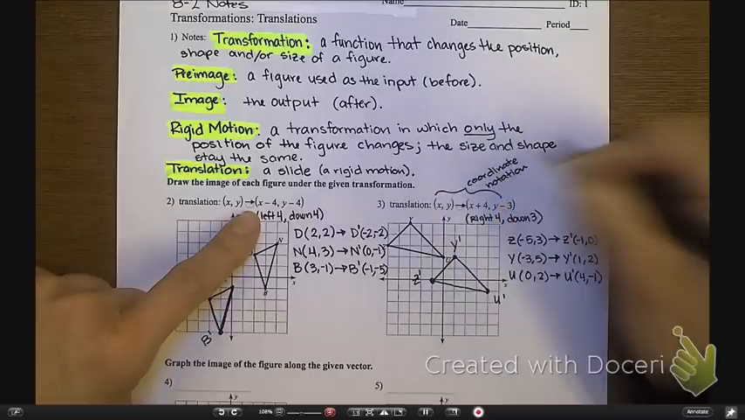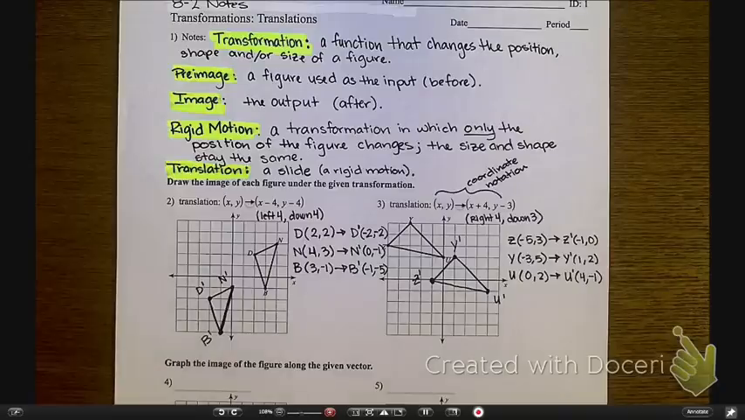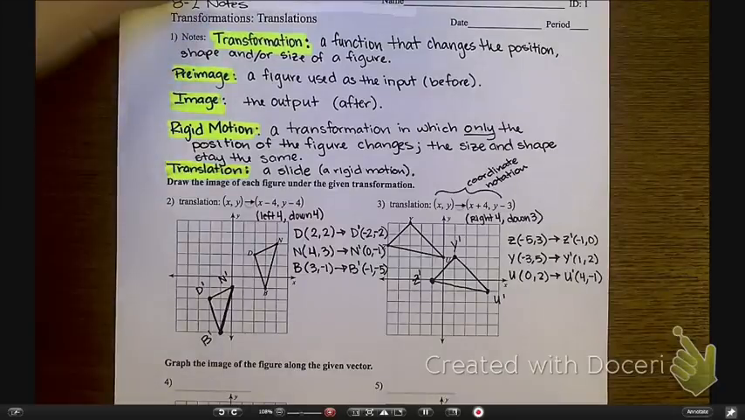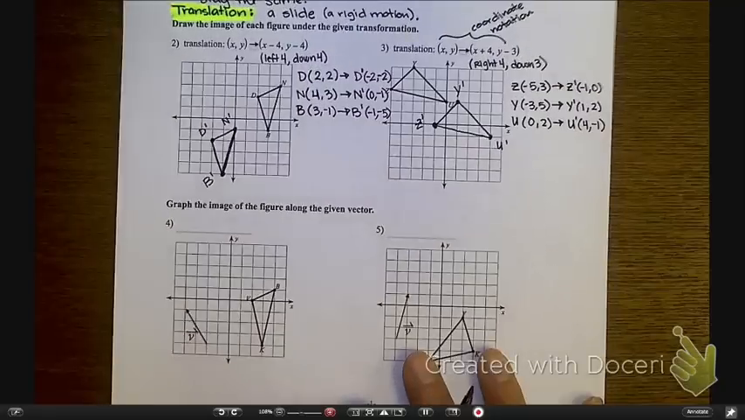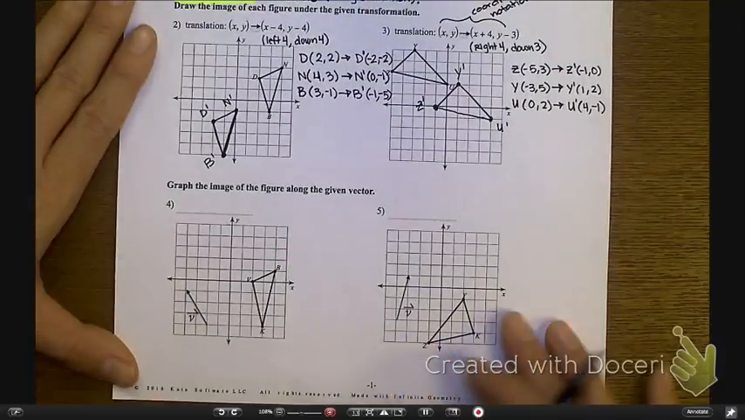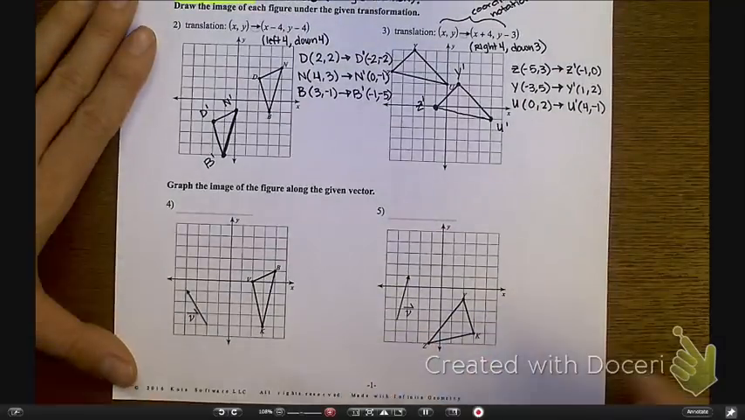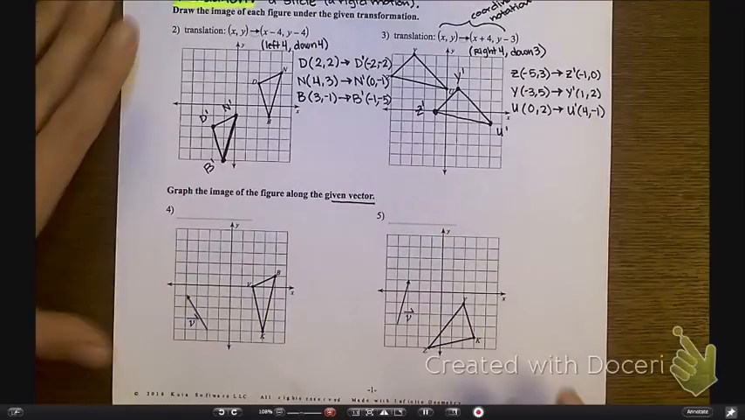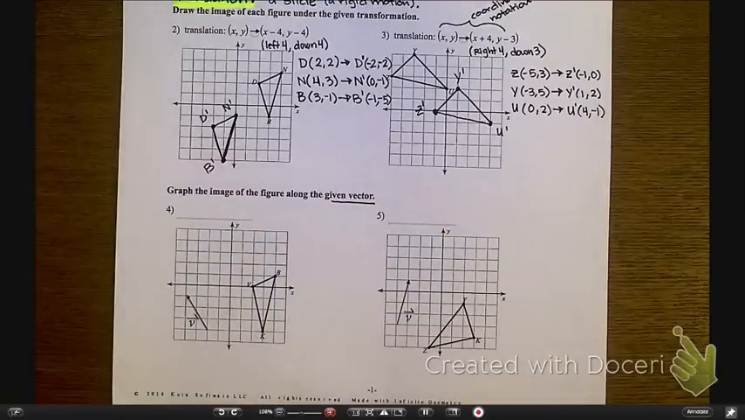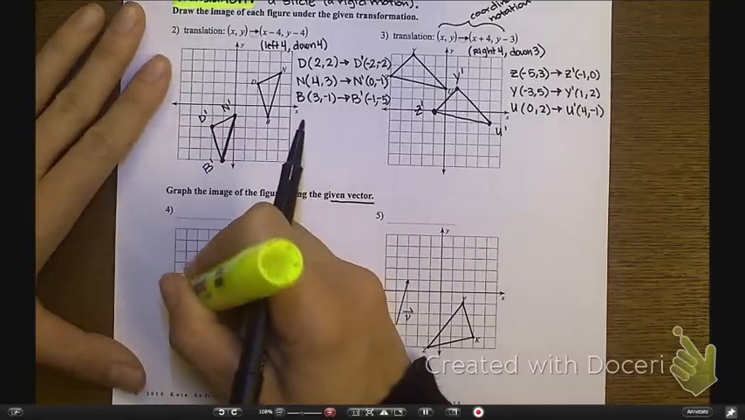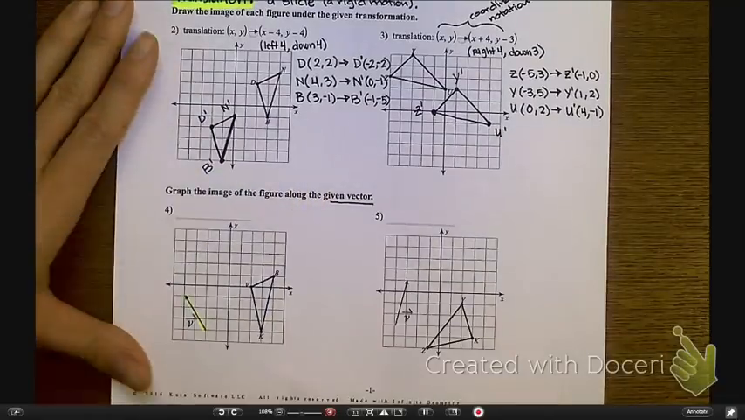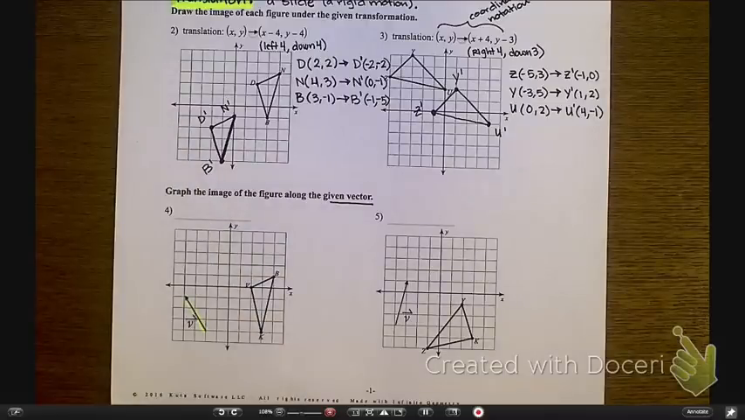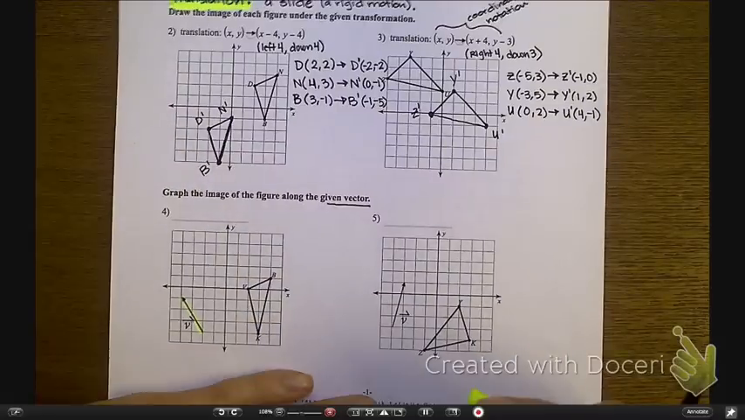Now, sometimes you're going to see the rule given to you differently, like in these examples down here. This time, the rule is given to you as a vector. Now, what is a vector? A vector tells us the direction that we need to move the figure. It also tells us how far to move the figure, like how many to go over, how many to go up and down.